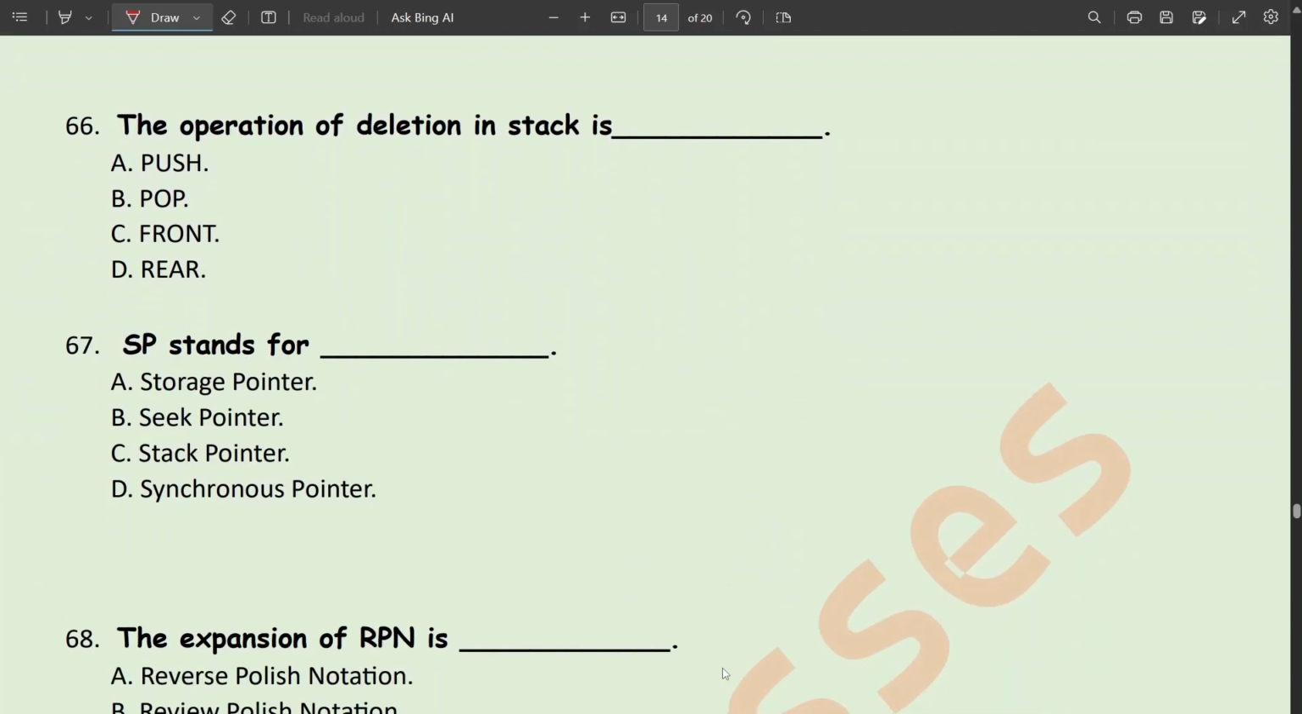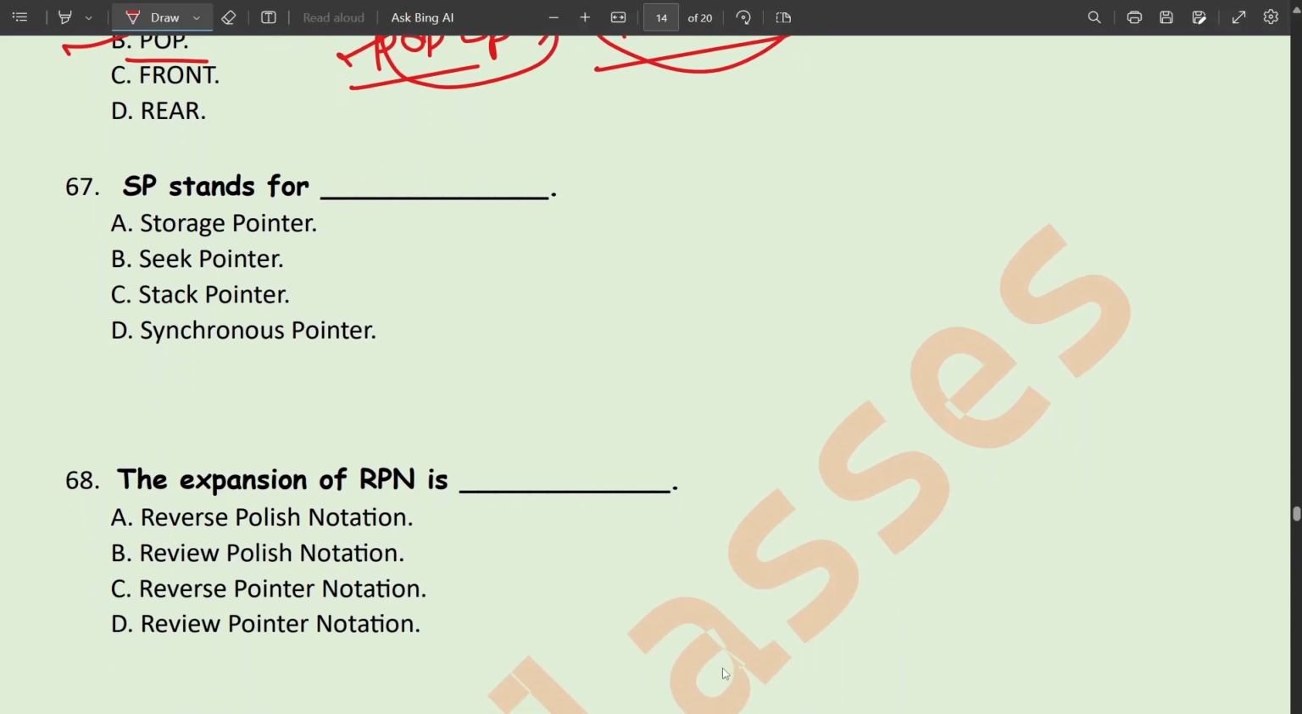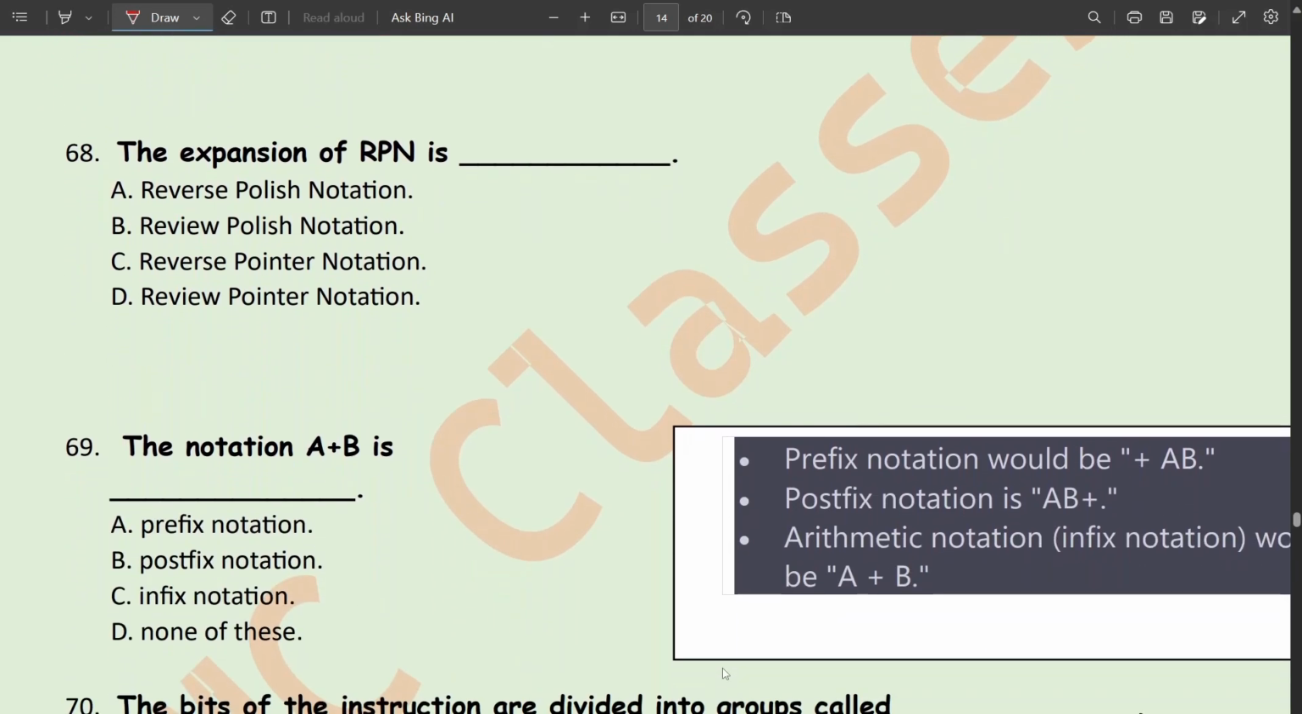Next, the operation of deletion in stack. Option number B is correct, pop. Pop operation is for deletion. If you want to delete anything in the stack, so you have to do this. Next, SP stands for. This is most important question. SP stands for stack pointer. Option number C is correct. Next, the expansion of RPN. Answer is reverse Polish notations.